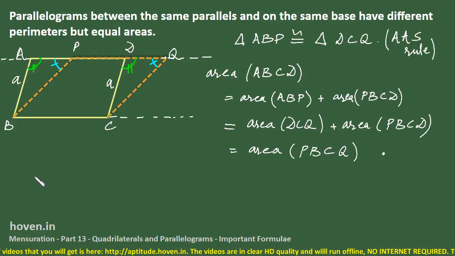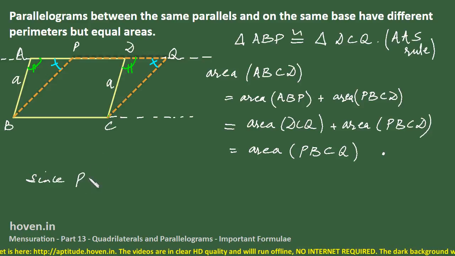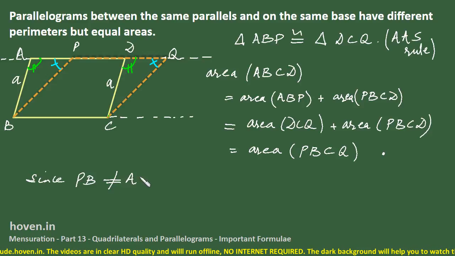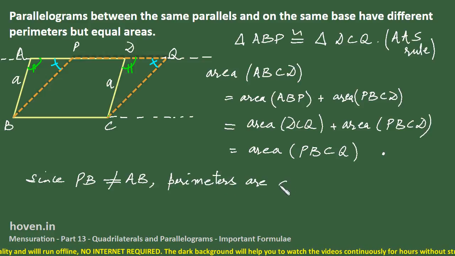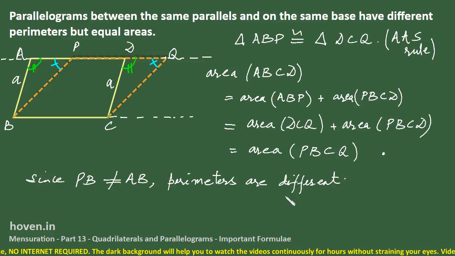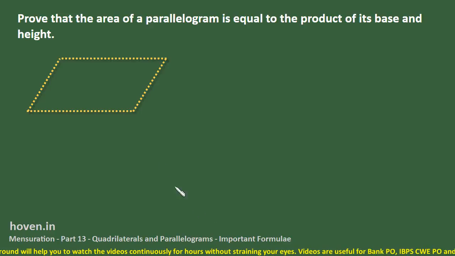We can write, since PB is not equal to AB, perimeters are different. Let us move further.